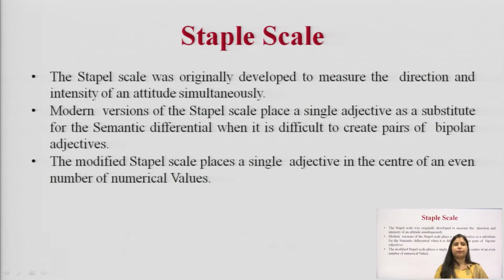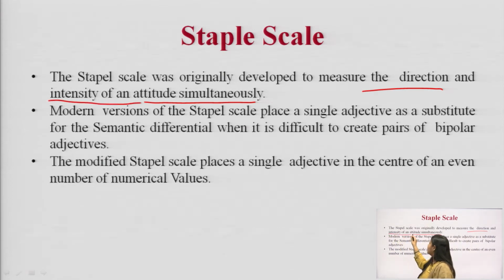The next scale is the Stapel scale. So what is the Stapel scale? The Stapel scale was originally developed to measure the direction and the intensity of the attitude simultaneously. You are not only measuring the direction, whether you like it or dislike it, but also the intensity of the attitude, how much you like it and how much you dislike it. So in the Stapel scale we measure both the direction of the response and how much intensity is in it.